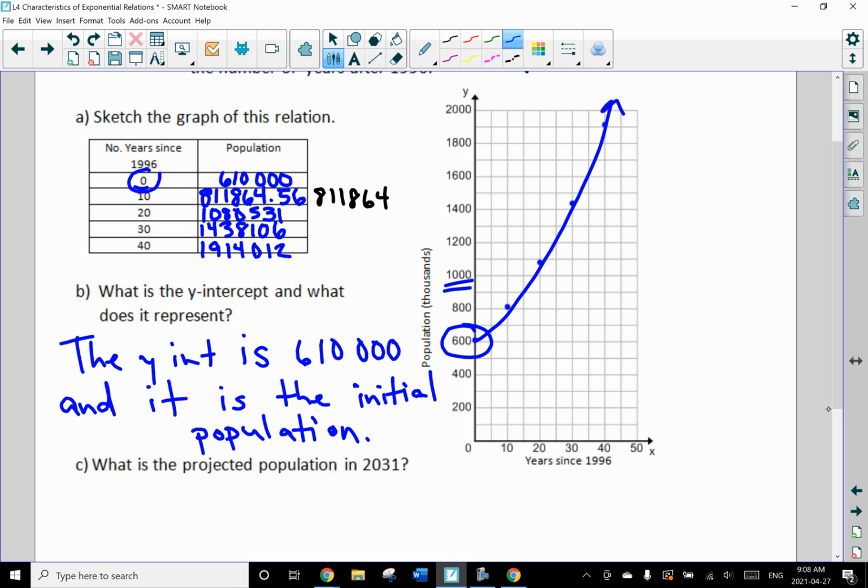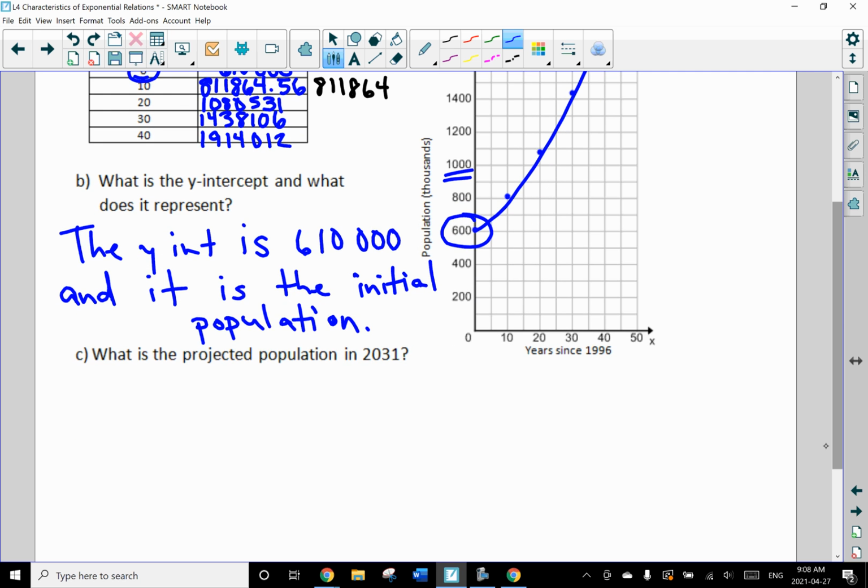Okay? What is the projected population in 2031? In order to figure out a projected population in 2031, we have to say, well, what's 2031 minus 1996? How many years have gone by? So 2031, back to using my trusty dusty calculator, minus 1996, 35 years? I always double check on a calculator.